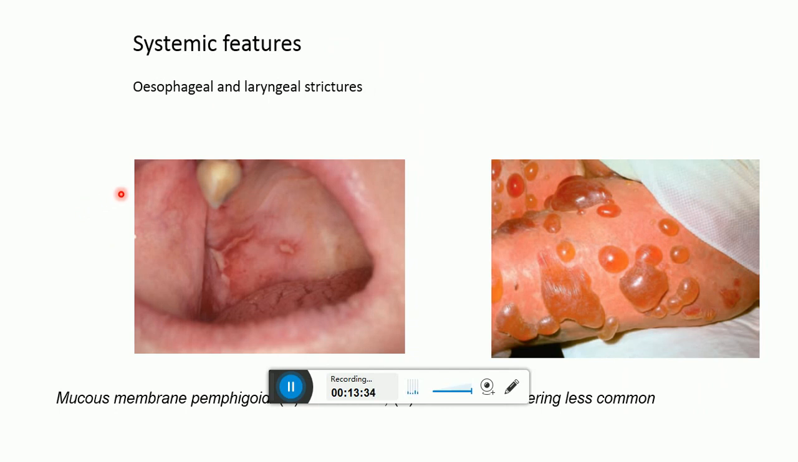Systemic features: mucosal involvement is very common. There are subepidermal blisters, most frequently oral blisters. In severe manifestations, there is esophageal and laryngeal stricture. Skin lesions are less common, about 25% of cases, with tense blisters and erosions on the head and neck, groin and extremities.